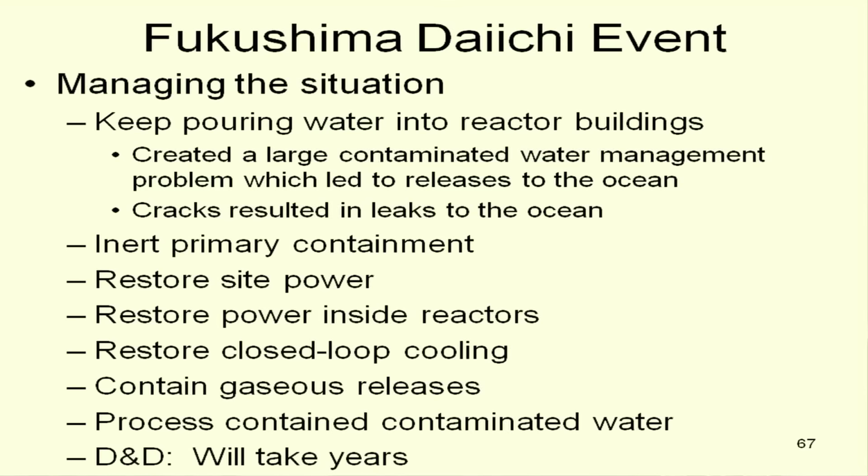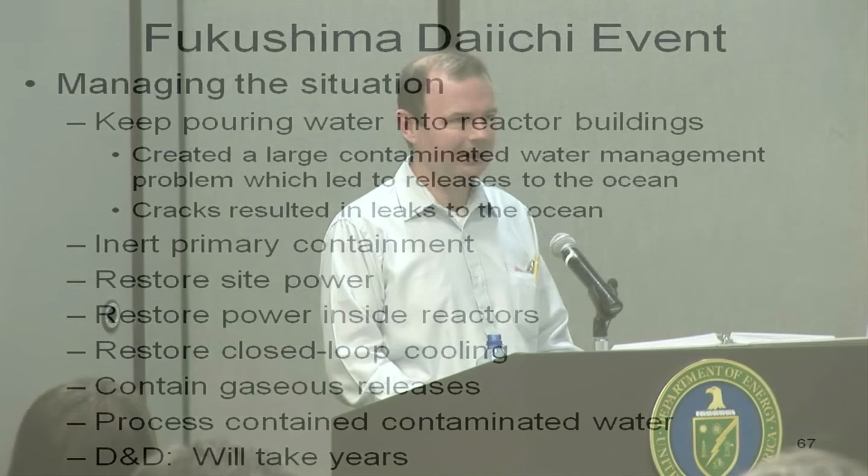So their managing the situation is basically they poured water into reactor buildings. You saw the long reach fire hoses, and a lot of that was at first just seawater, and eventually they were able to switch over to borated fresh water. But they poured a lot of it in there, which led then to a water management problem. If you keep pouring the water in, of course the water dissolves fission products, so you got contaminated water, and some of it leaked out into the ocean, but eventually they ended up with a water management problem.